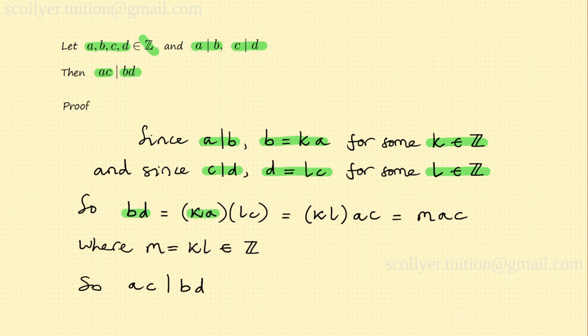b is ka, d is lc, so bd is ka times lc, which we can regroup as kl times ac, which is m times ac, where m, which equals kl, is an integer, as it is the product of two integers. So since we can multiply ac by an integer to produce bd, then ac divides bd as required.